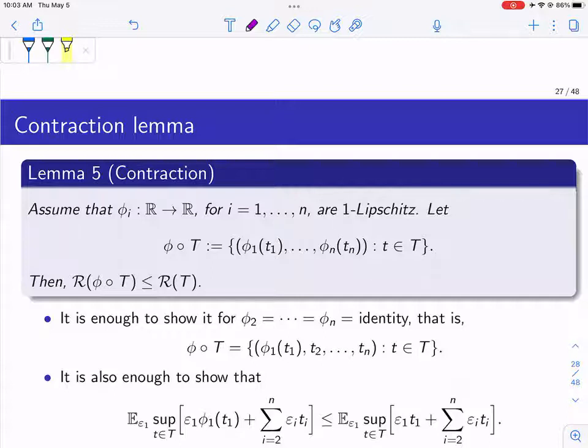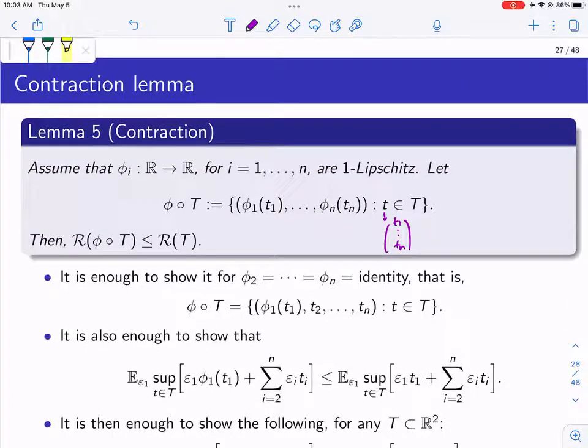So I have a set T. This T here is T1 up to Tn. I apply phi_i to the ith element: phi_1 applied to T1, phi_n applied to Tn. So as t varies in T, this carves out a new set. The idea is that if the phi's are 1-Lipschitz, then the Rademacher complexity of this is bounded by the Rademacher complexity of T. This is called the contraction lemma for Rademacher averages, and it's very useful to peel off Lipschitz functions.